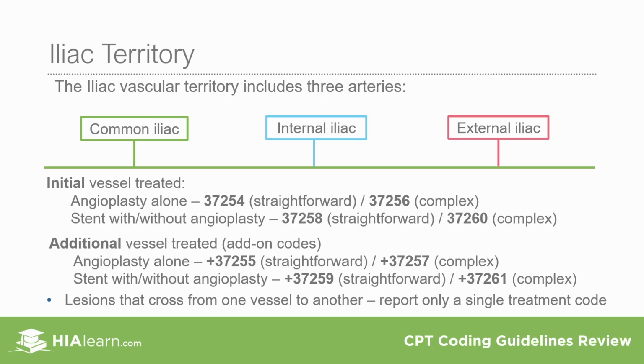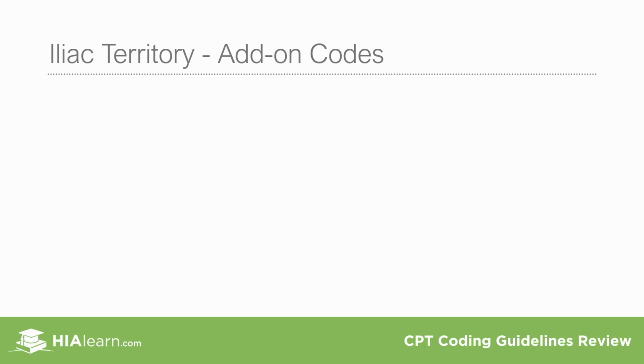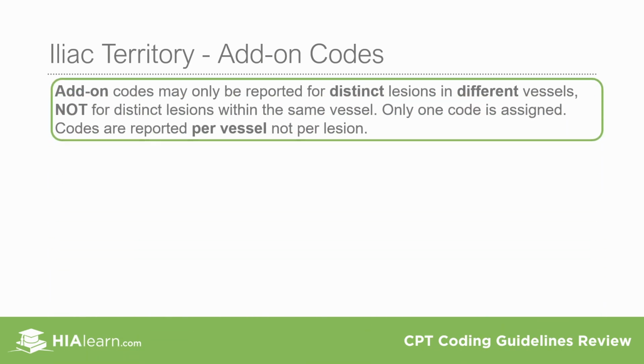These procedures are reported with a code from Category 3, 0238T. There are several guidelines related to the assignment of add-on codes for the iliac vascular territory. Direction for these codes includes: add-on codes may only be reported for distinct lesions in different vessels, not for distinct lesions within the same vessel.